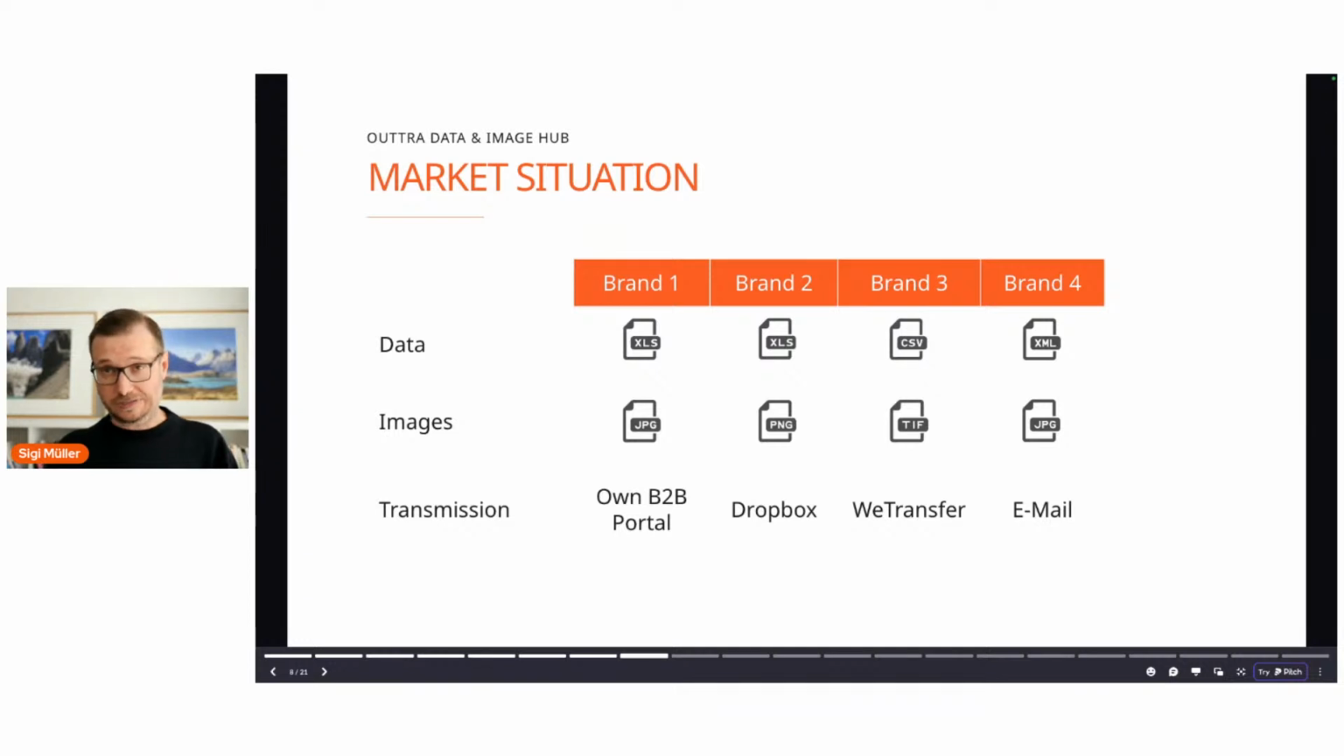Brand 2 sends XLS files with PNG images via Dropbox. Brand 3 sends CSV with TIFF images via WeTransfer. Brand 4 sends data via XML, images via JPEG, but also via email. So many different channels where the retailer gets their data from.